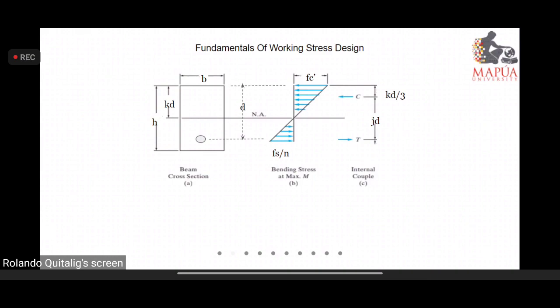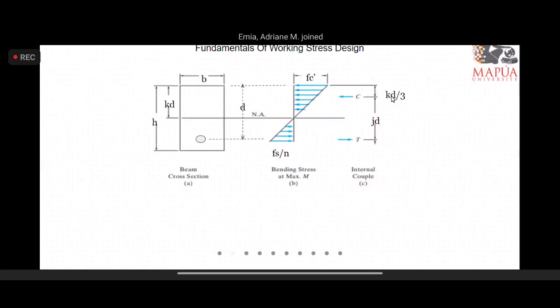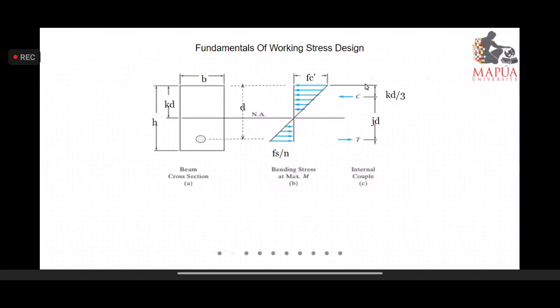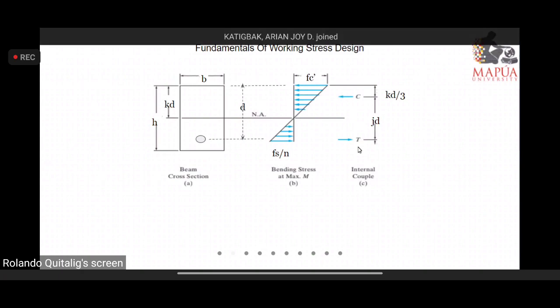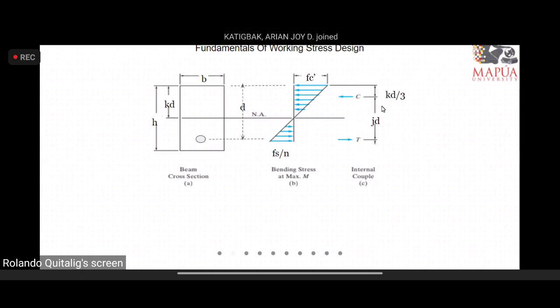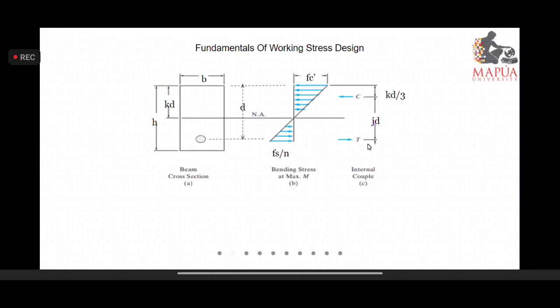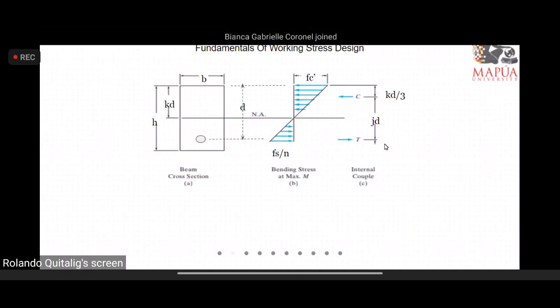And this stress can be considered as forces in two distinct directions but equal in magnitude, C and T respectively, as compressive and tensile forces, separated by moment arm jd, with kd over 3 measured from the extreme compression concrete fiber. In essence, we are dealing with an internal couple, C times jd or T times jd, equal to M.